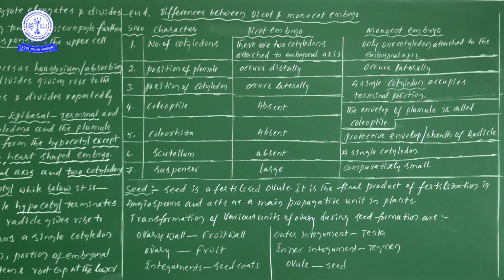Here I have given so many important points. Let me revise once, then I will conclude. From the bottom I will move up. The ovule after fertilization is converted into seed, the inner integument into tegmen, the outer integument into testa, the integuments into seed coats, the ovary into fruit, and the ovary wall into fruit wall or pericarp. Next, I have given the differences between a dicot embryo and a monocot embryo. Go through this information also.